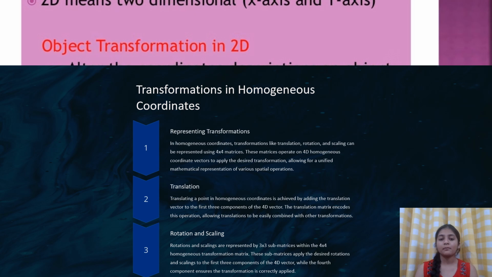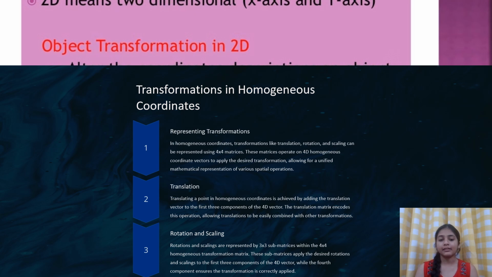Translation. Translating a point in homogeneous coordinates is achieved by adding the translation vector to the first three coordinates of the 4D vector. The translation matrix encodes this operation, allowing translation to be easily combined with other transformations.